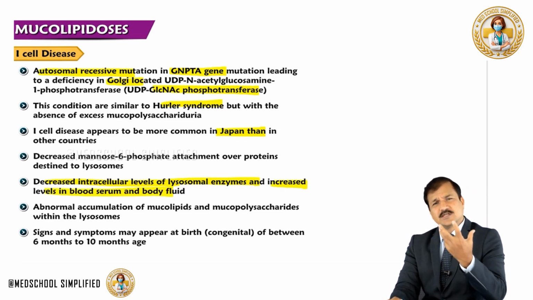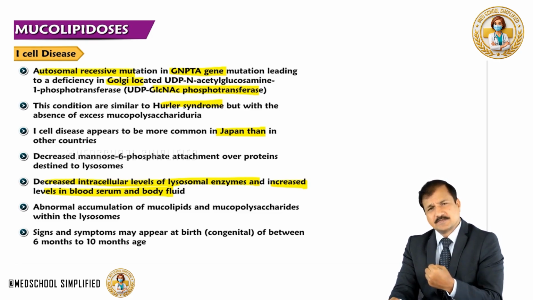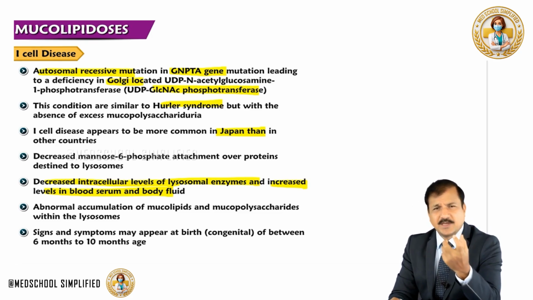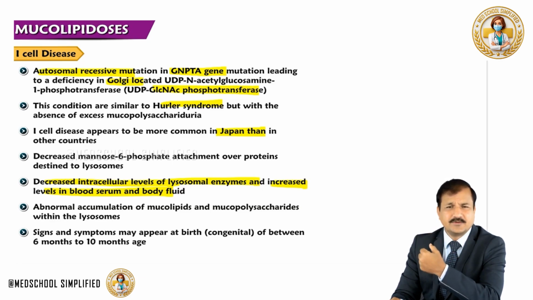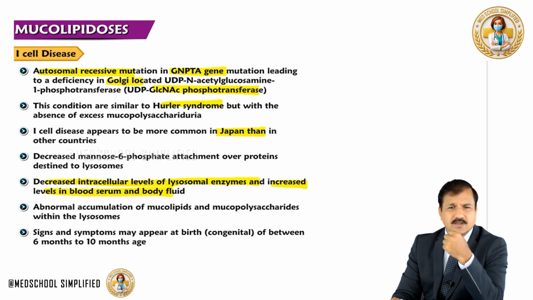And remember, these are acid hydrolases. That means they need acidic pH to work. Whereas in the blood, we don't have acidic pH. pH is 7.4. So that's why acid hydrolases in the extracellular matrix or in the bloodstream have no to nil activity or little activity.